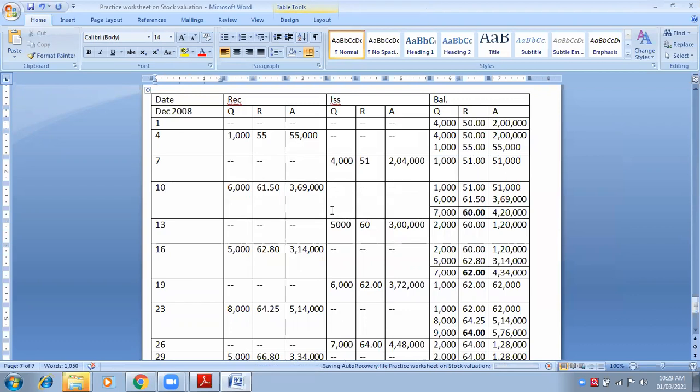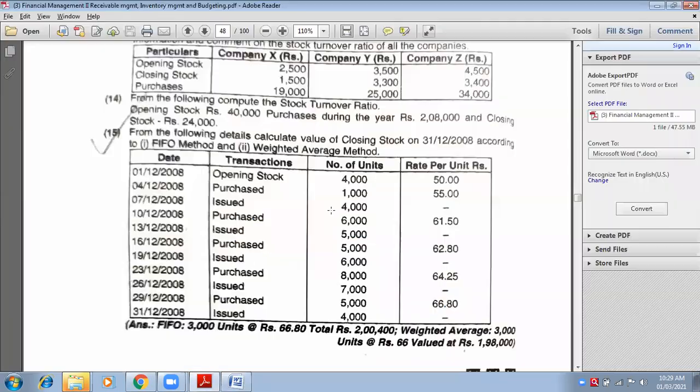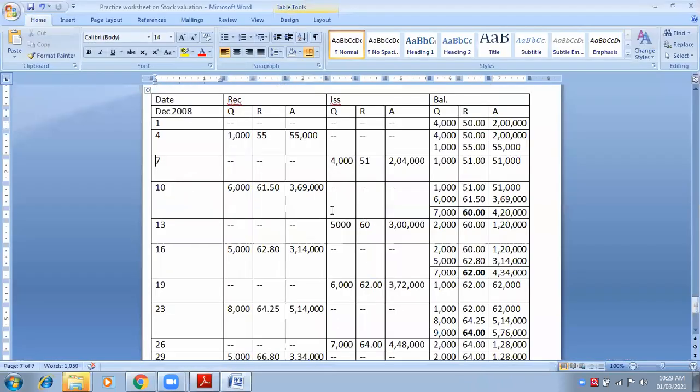Okay. Now we need to go to the next date, fourth date. Purchased 1,000 units at the rate 55. So you have to write in the receipt column 1,000, 55, and the answer would be 55,000. Balance will be taken in the same way as in weighted average method, but we don't have to add them. We just have to bring down that 4,000 and this 1,000. Are you following me?